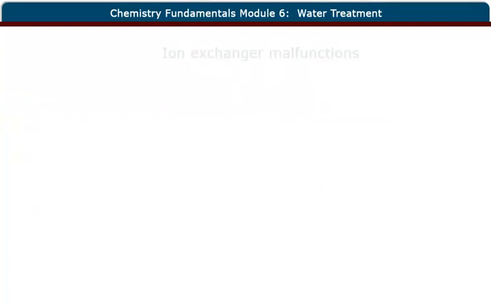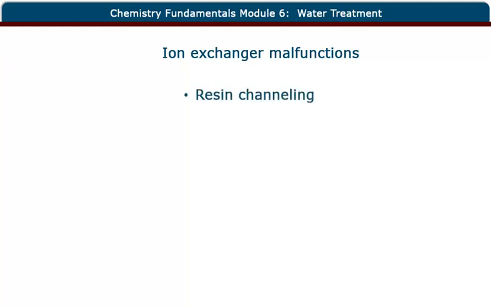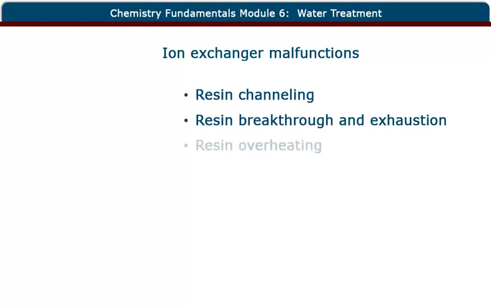So what can go wrong? There are 5 ion exchanger malfunctions we're going to talk about. They are resin channeling, resin breakthrough and exhaustion, resin overheating, resin fines, and organic fouling.